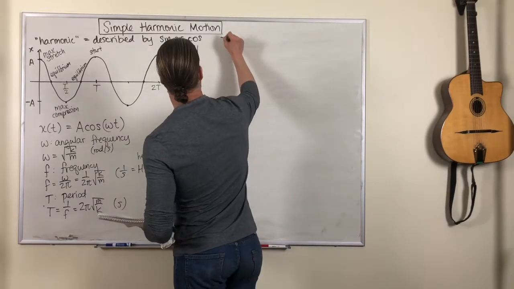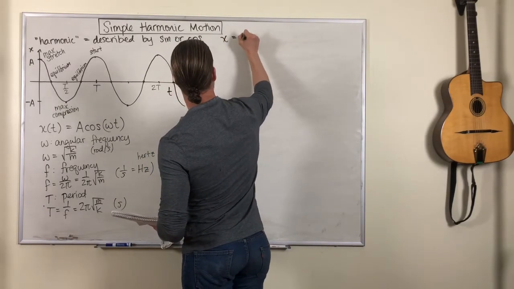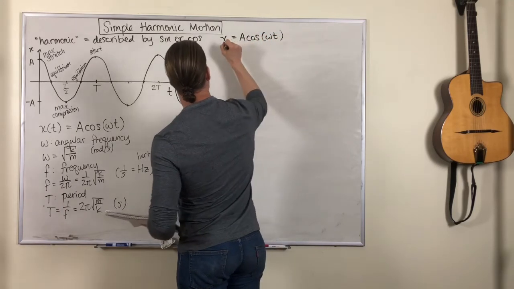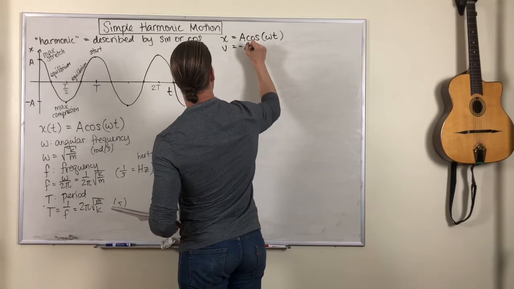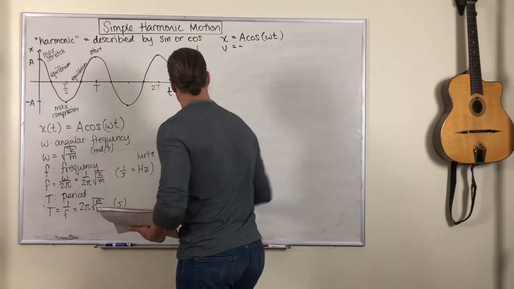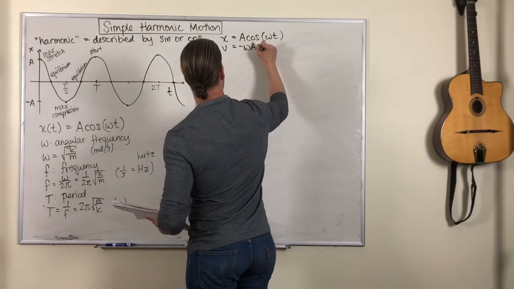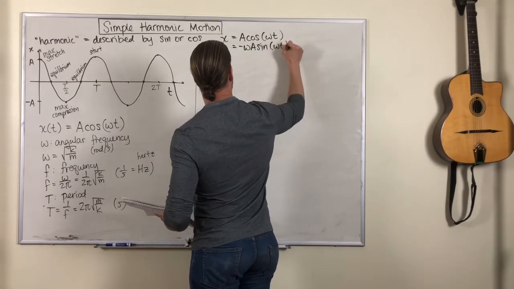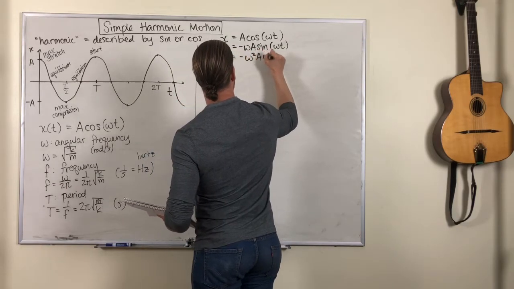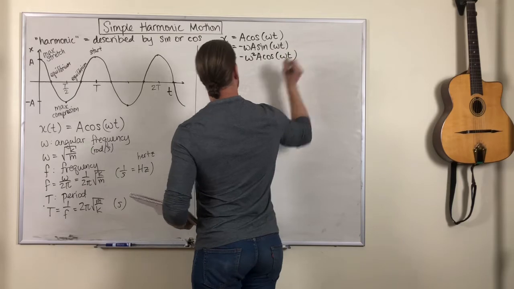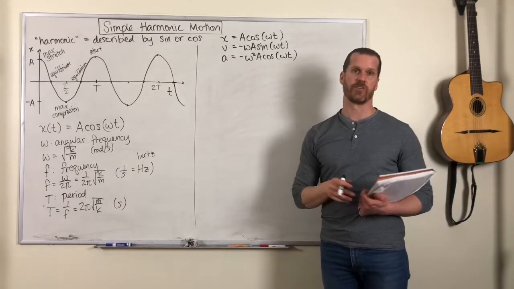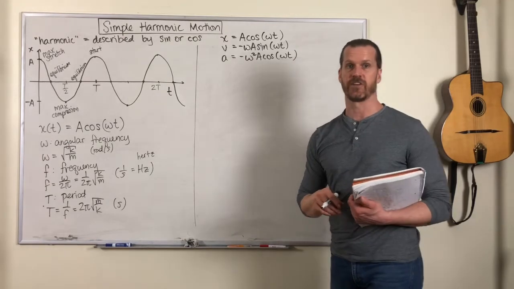Now, we can also have equations for the velocity as a function of time, and the acceleration as a function of time. You can derive those from the position function with calculus. Take the derivative.